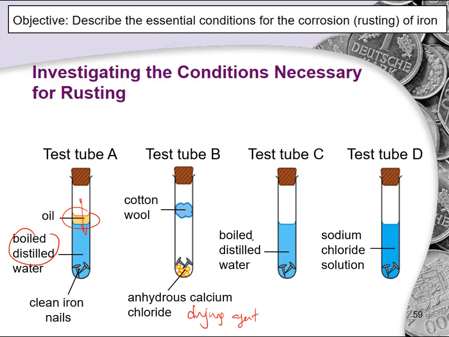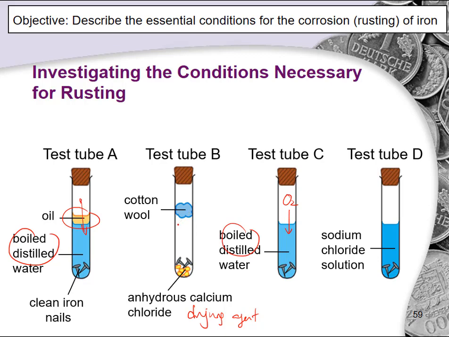Test tube C, boiled distilled water. Now, boiled distilled water doesn't contain oxygen, but there's oxygen in the air above that can dissolve into the boiled distilled water. And of course, slowly dissolving will cause the nail to start rusting. But in this case, the rusting will not be that fast or large in amount because of the limited amount of oxygen in the air above.